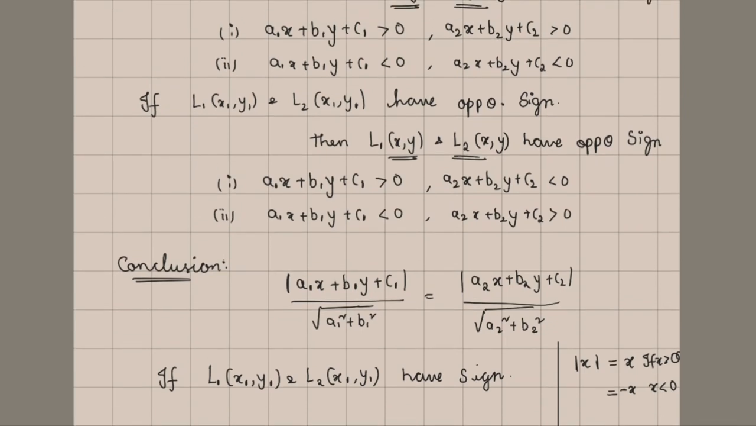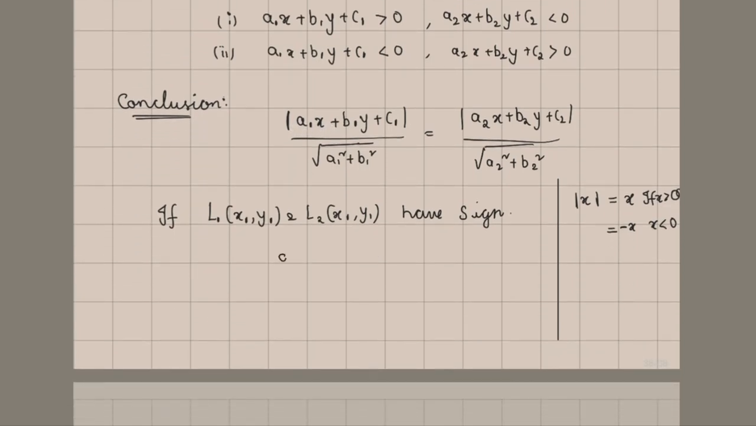So, when these both are greater than 0, then the equation will look like (a1x plus b1y plus c1) by root over a1 square plus b1 square, which equals (a2x plus b2y plus c2) by root over a2 square plus b2 square. When these both are greater than 0, the modulus of a quantity greater than 0 is nothing but the same quantity. So we have written the same quantity.